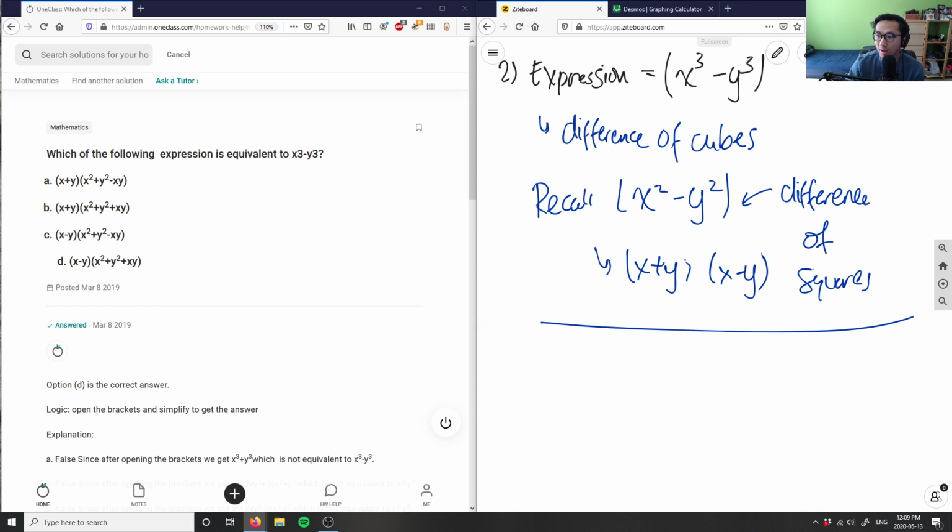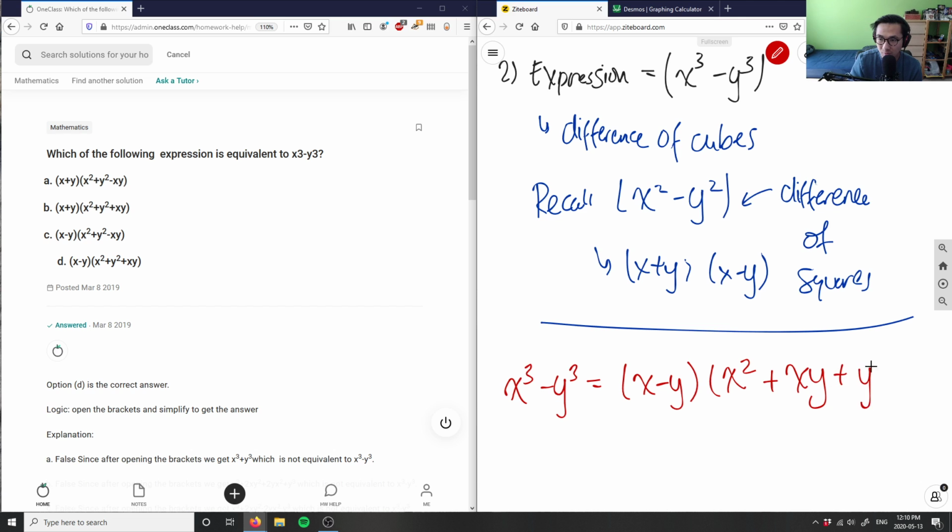It means that if I were to factor, and again, it's a very special case when we have a difference of cubes, I'm going to get this general formula. I'll write it in red here. So x cubed minus y cubed is going to equal x minus y, which is my first term, and the second term I'm going to get is x squared plus xy plus y squared. And this here will be my general form for the difference of cubes.